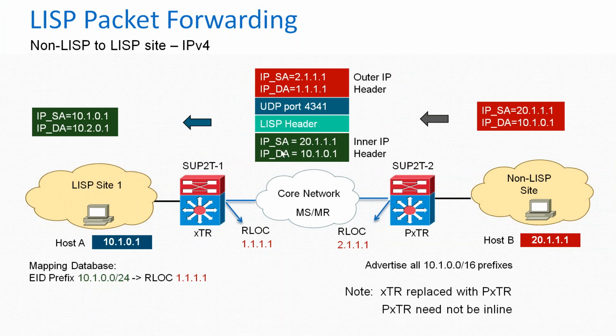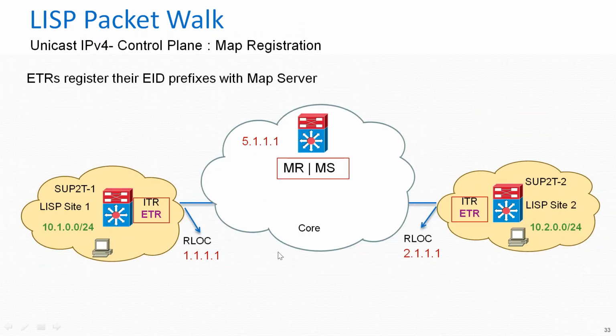Okay, so both ways we have traffic. Either we are moving from LISP to non-LISP, so it will forward to the native destination, or we are moving from non-LISP to LISP, so we have the outer header, the UDP port and the LISP header, and then it will forward.